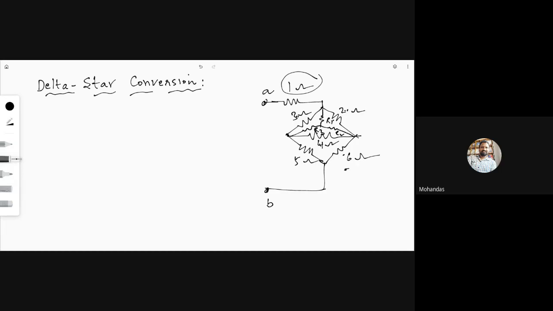So that leads to a concept called delta to star conversion. That is the advantage of delta to star conversion. Now if you are able to convert that particular delta resistance into star, then we can easily solve this type of problems. So we have to calculate the unknown values of R1, R2 and R3. That leads to delta to star conversion. Okay? So let me derive the formulas for this one.